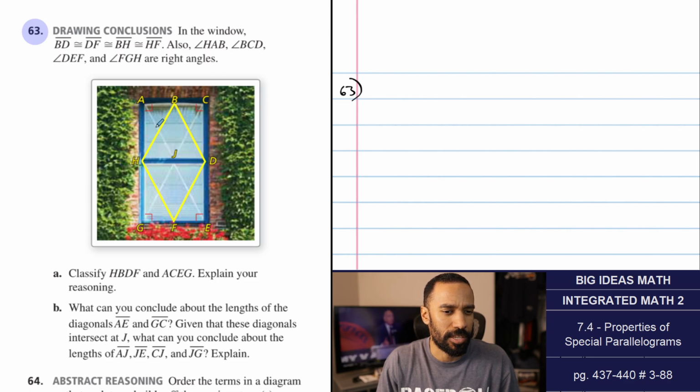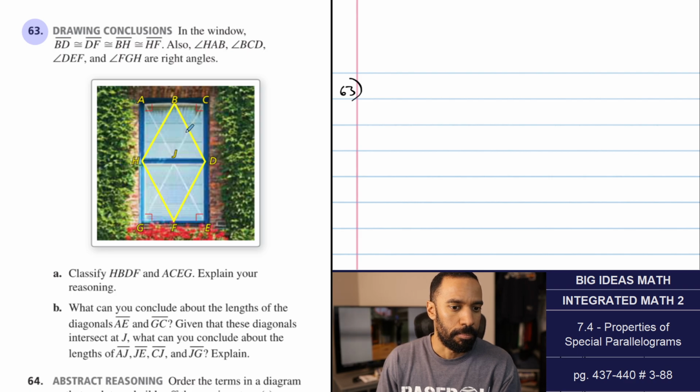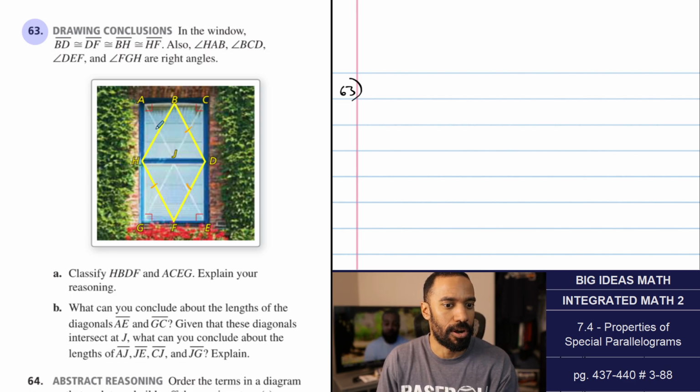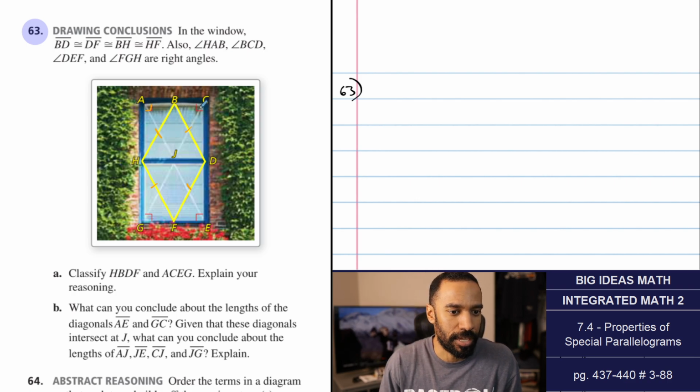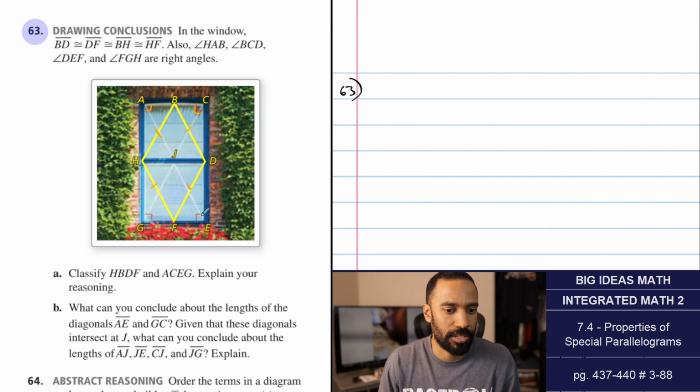So let's do some of this. Oh, hold on. BD is congruent to DF. Oh, yes, they're all congruent. Got it. Rhombus. Also, they have right angle things here. Probably not so obvious here.